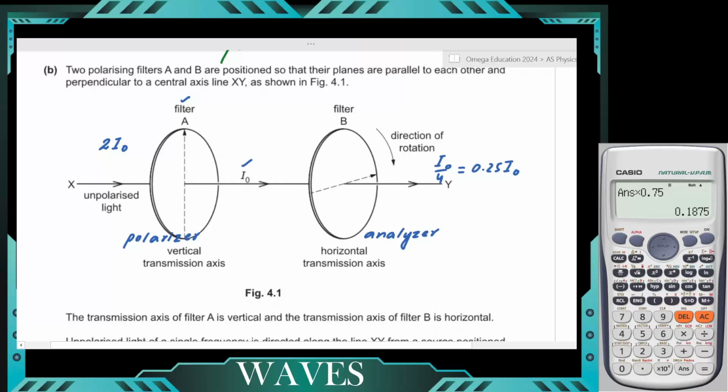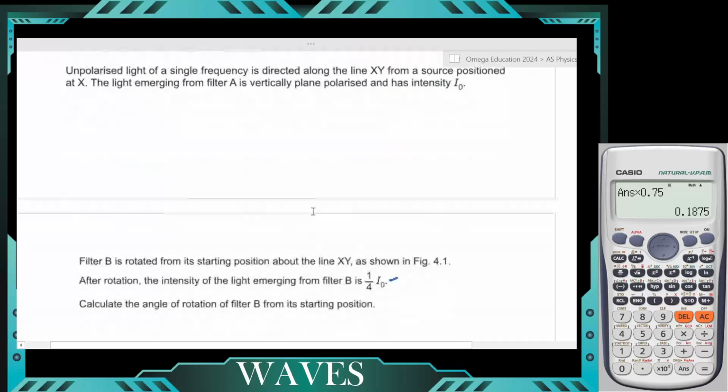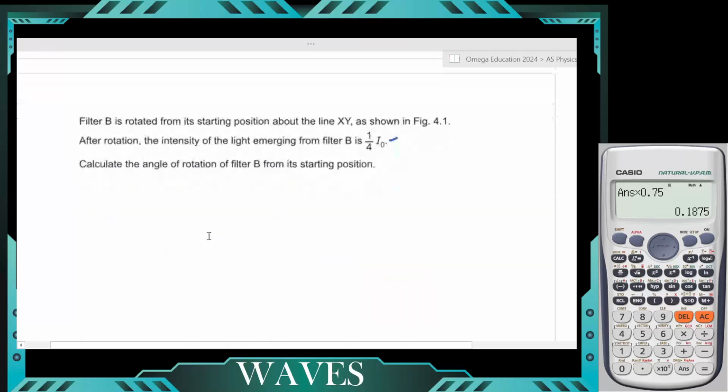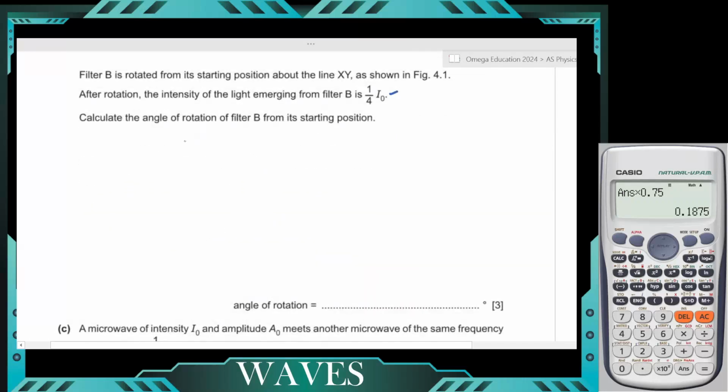What is filter A? It is a polarizer, and we cannot use the formula, the Malus law, for this one because this is a polarizer. The law works only for light that is already polarized. So the light gets polarized only at this stage, and we can use the formula from here on. So what do we need to find anyway? We need to find the angle.